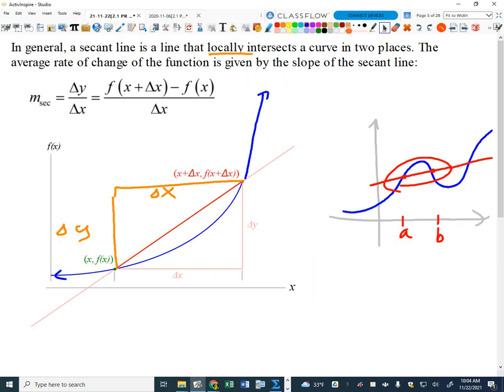So let's go back to this page for a second then. What's our quote-unquote formula for writing the average rate of change, or the slope of a secant line? Well, if we look at this slope triangle, change in y over change in x.